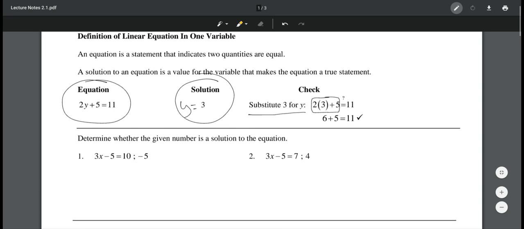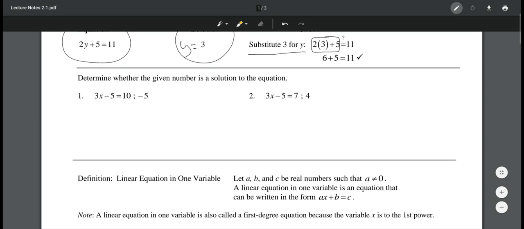The first two problems are simply asking us to determine if the given value is a solution to the problem. So what they want us to do is take -5 in the first example and plug it in for x and see if the left sides and the right sides balance. If they do, then -5 is a solution. If they do not, then -5 is not a solution.